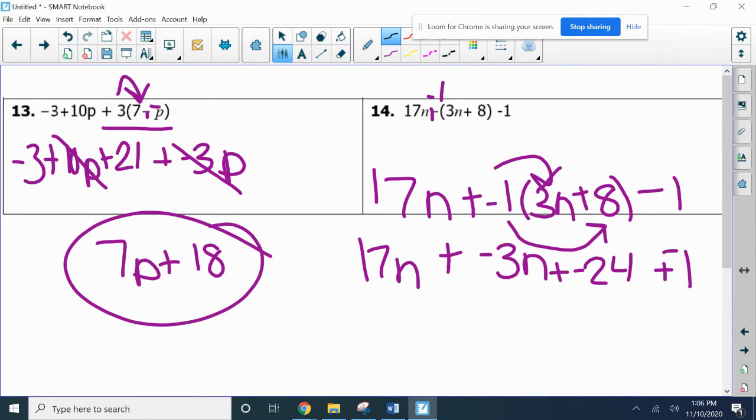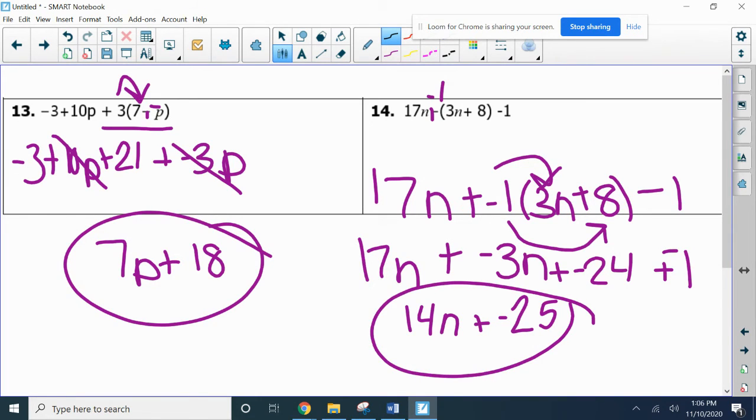All right, so now I have 17n, negative 3n, and those are my only n's. So I'm going to subtract and that gives me 14. Keep the larger sign, which is 17, so it's going to stay positive. And then I have a negative 24 and a negative 1. Because they're both negative, we're going to add them and make them a larger negative. So we are done. Awesome.